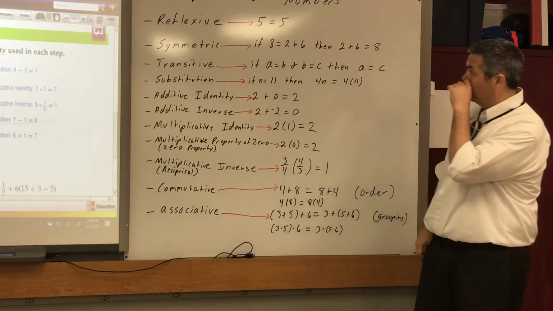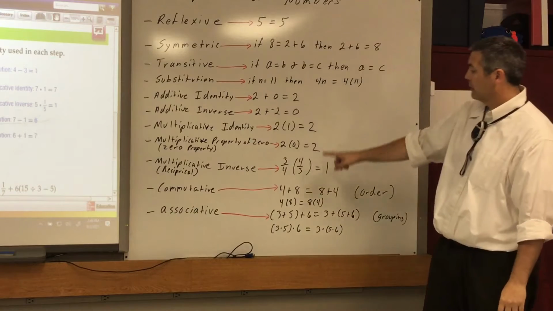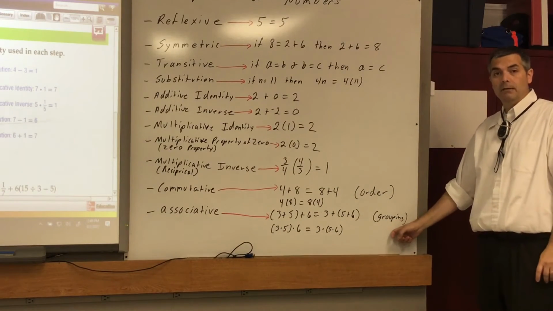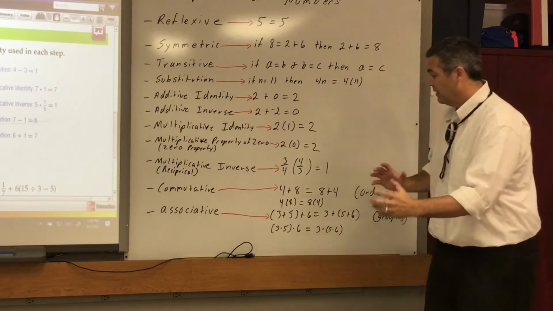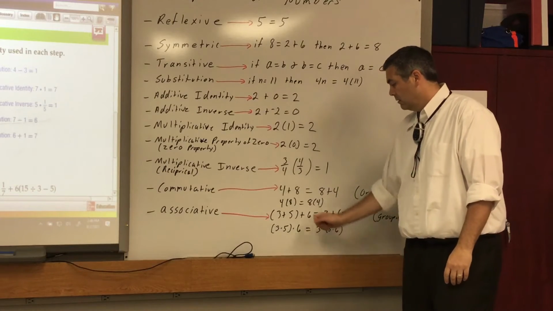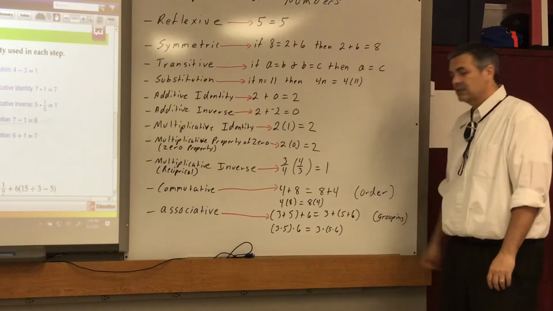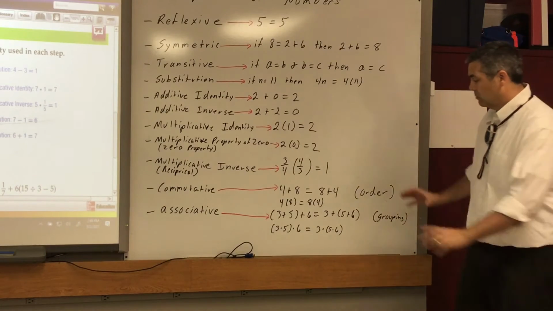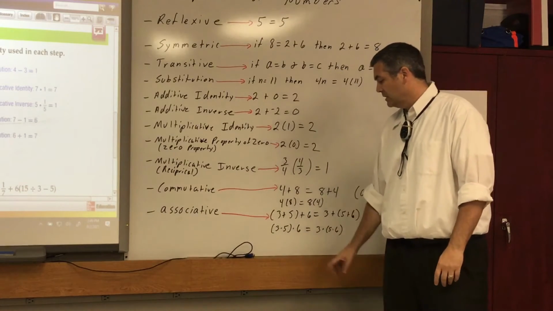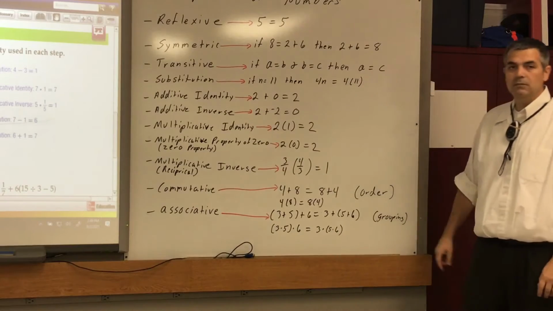Matter of fact, that's true for all of these if I remember correctly. Yeah. All right. Associative property is about grouping. So how you group things together, right? 3 plus 5 in parentheses plus 6 equals the same thing as 3 plus 5 plus 6 in parentheses. You can change your groupings around, right? 3 times 5 in parentheses times 6 equals 3 times 5 times 6 in parentheses.